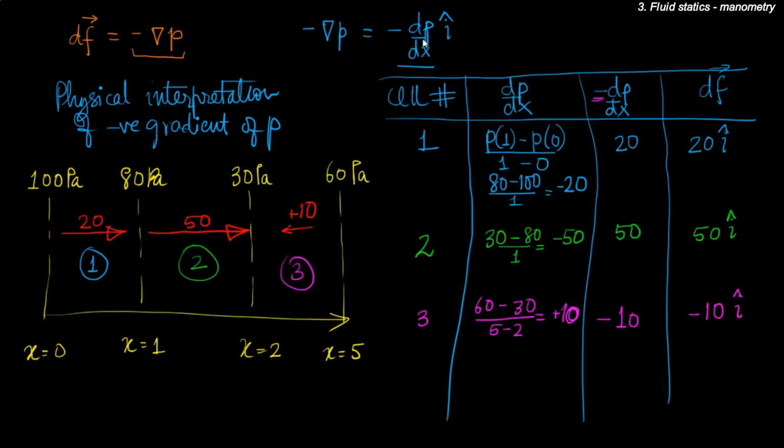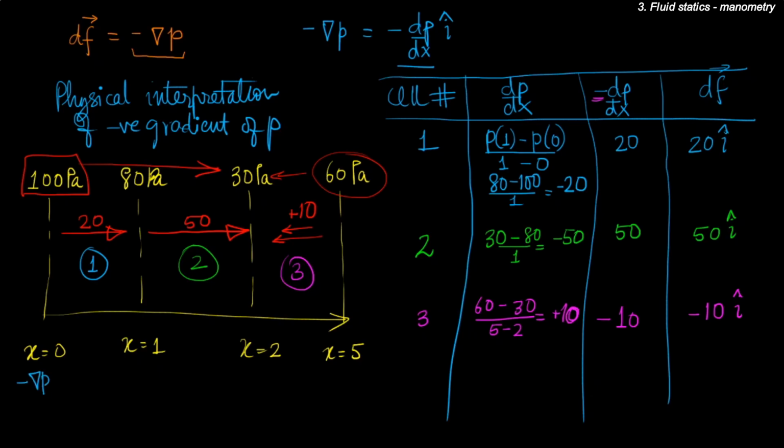Minus gradient of pressure is showing me the direction from higher pressure to a lower pressure. And larger the difference in pressure across space, the larger will be the force. Over here, the force is pointing in this direction, and it is the direction of decreasing pressure because we are going from 60 Pascal over here to 30 Pascal over here. So the interpretation is very clear and it is very simple.